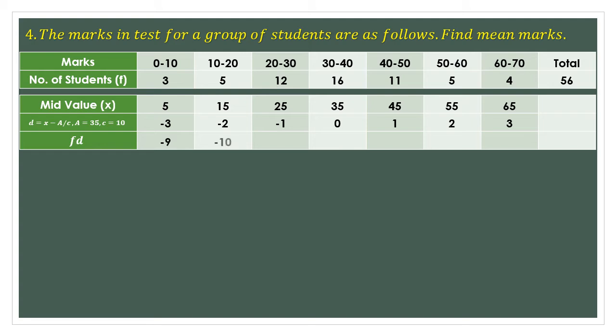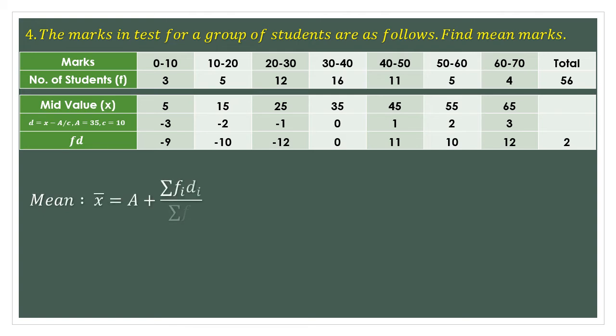So 3 times negative 3 is negative 9, 5 times negative 2 is negative 10, 12 times negative 1 is negative 12, my mistake. 16 times 0 is 0, 11 times 1 is 11, 5 times 2 is 10, 4 times 3 is 12. And when you total these values, you will get just 2. Due to the negative and positive values cancelling each other out, the value here is 2.